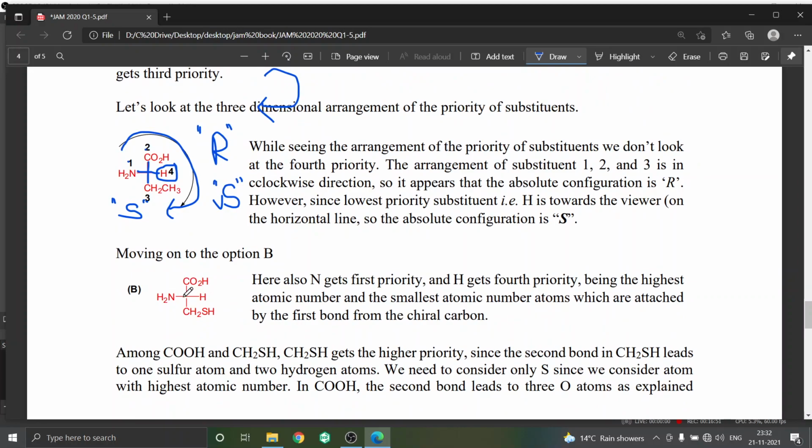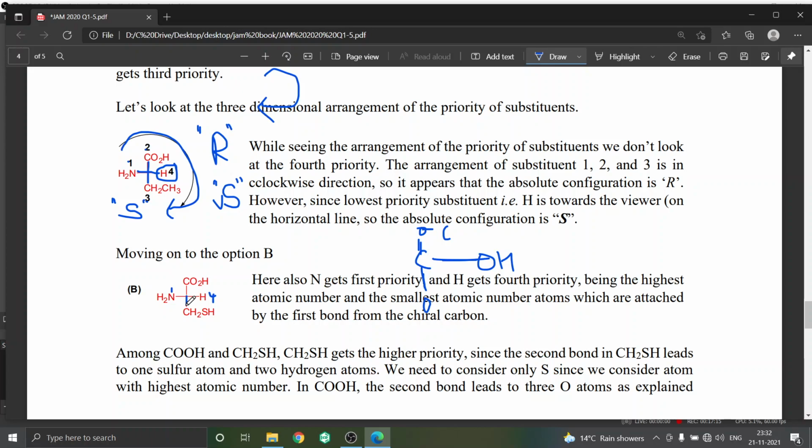So option B, you are having this. So very clearly again, NH2 gets first priority, hydrogen gets fourth priority, and we look at this. So this is carbon COH. So it is carbon attached to three oxygen, and oxygen also attached to one carbon. So first bond was carbon here, second bond is attached to three oxygen. Okay, so the highest atomic number is oxygen.